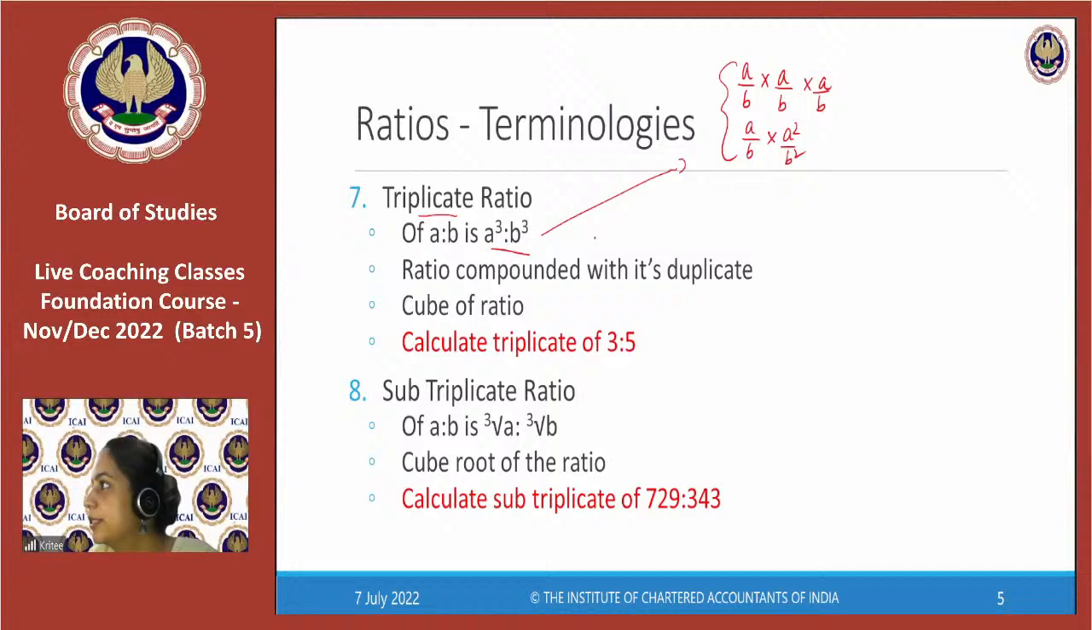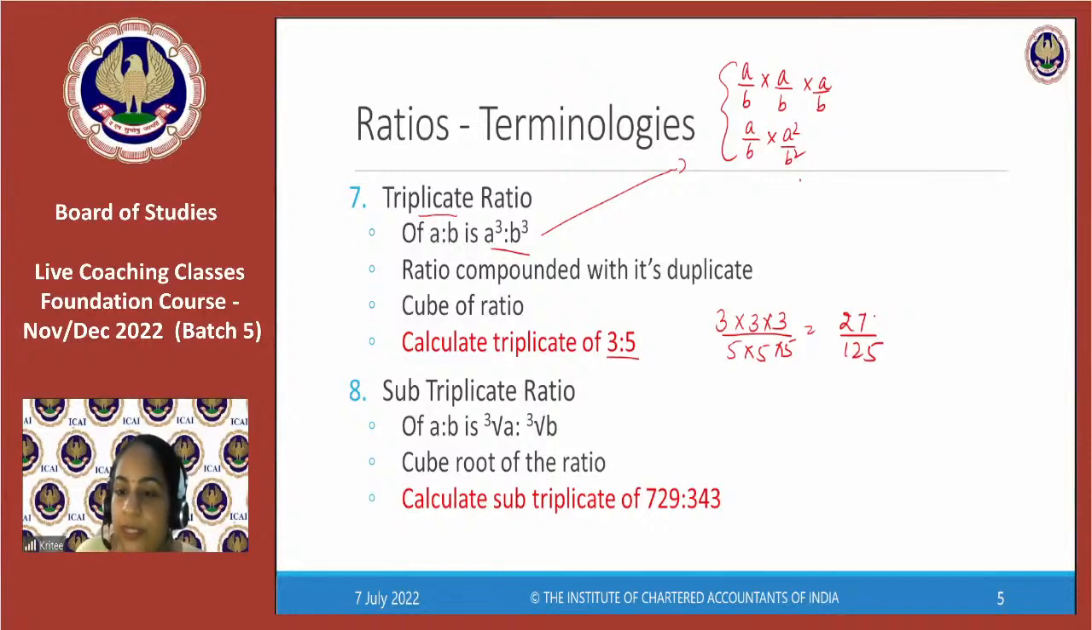Yes, Rishika, I can see your comments. Yes, Sadia, your answer is visible. So give me the triplicate of 3 is to 5. 3 multiplied thrice, 5 multiplied thrice gives you 27 is to 125. Very good. Very nice.